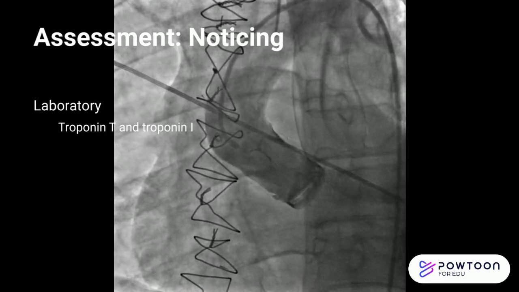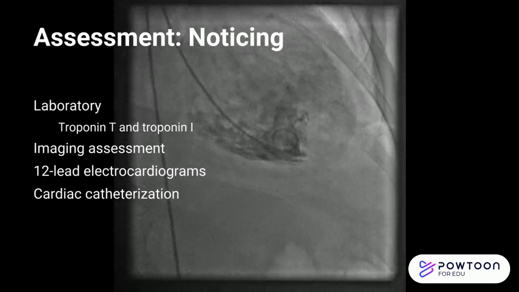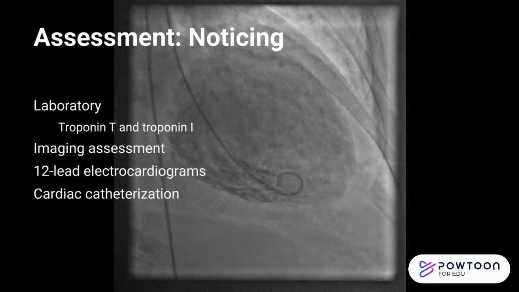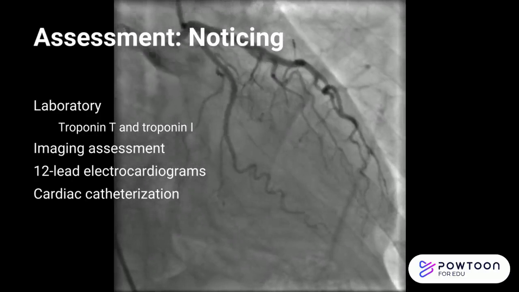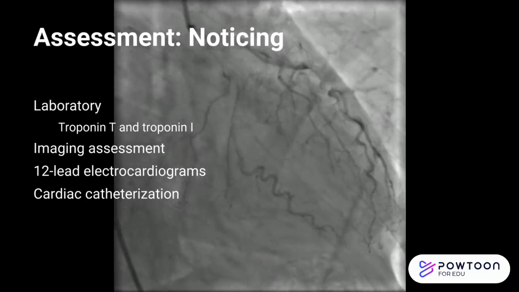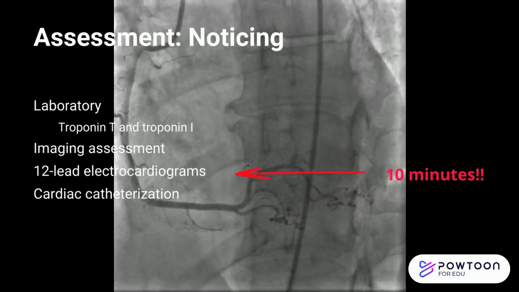Additional tests may include images such as a chest x-ray or CAT scan. They're going to need a 12-lead EKG within 10 minutes on arrival to the hospital or within 10 minutes of presentation of chest pain. They may end up going to the cardiac catheterization lab.